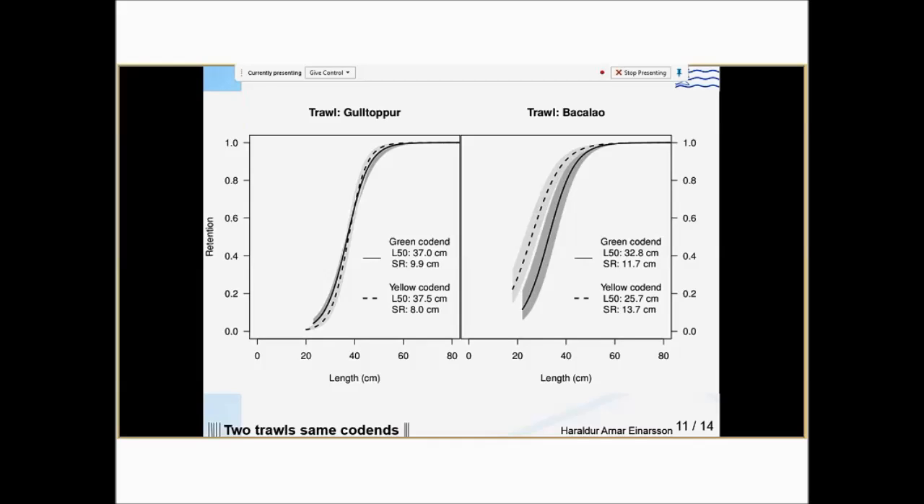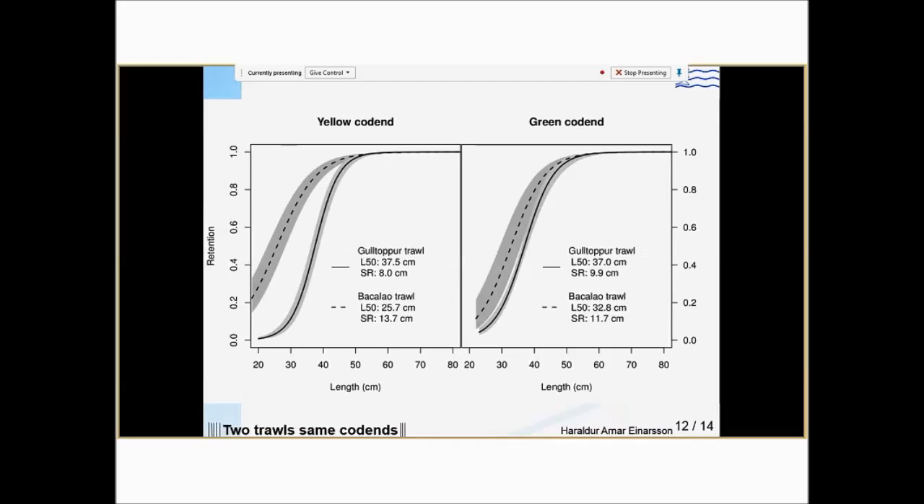Okay, very good. But we had another trawl, a commercial trawl, used in the fleet. Huge difference between those two trawls. Not only that, it was much lower selectivity in this trawl with the same contents compared with other trawls. We are getting here 32.8 in the green one and 37.0.